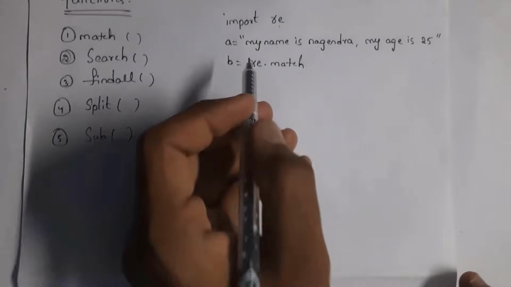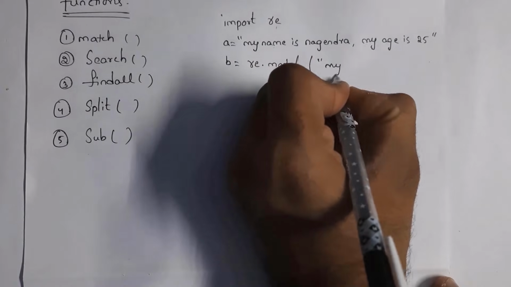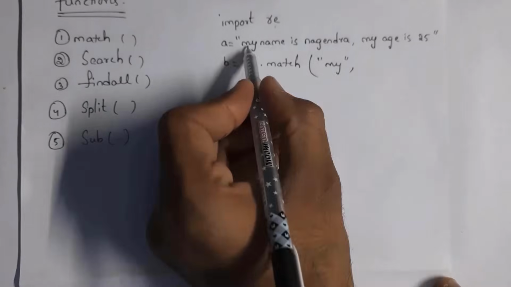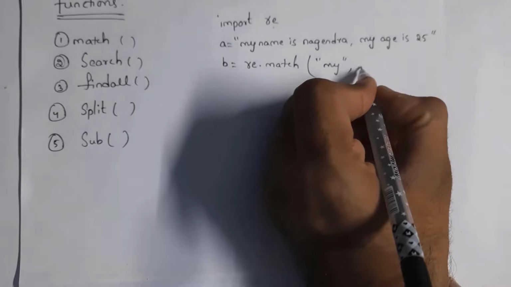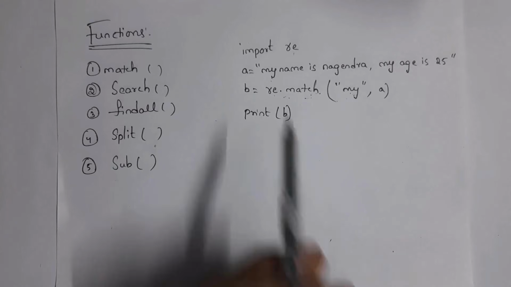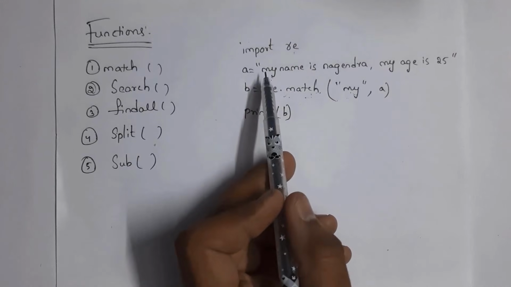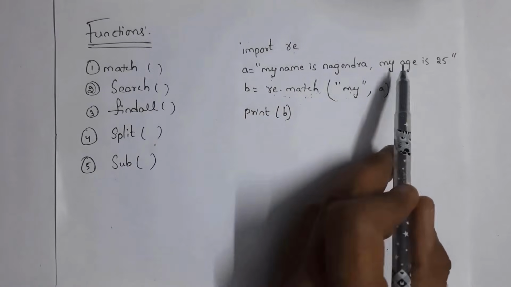So just write here b equal to re.match. Inside brackets write my, because I want to find my, comma, the string is present in variable a. So write here a, and write print(b). The match function is used to check whether the given characters are available at first or not in a given string. Only if these characters are available at first, I will get output. In this text, I wrote my name is Nagendra, my age is 25.